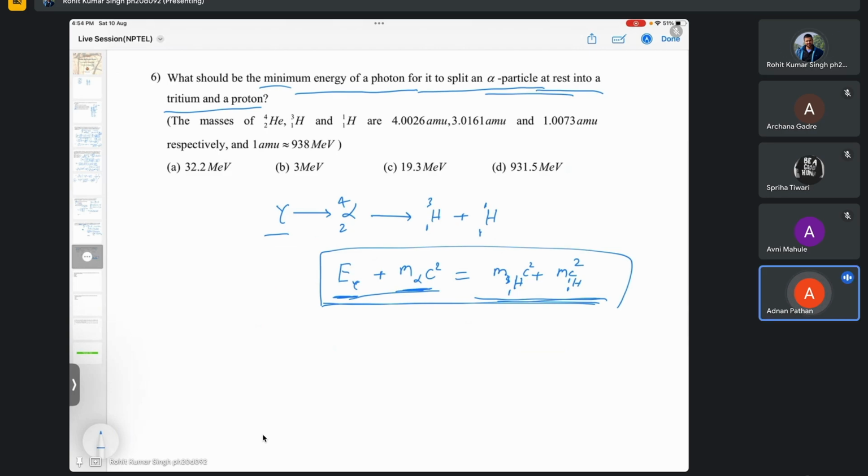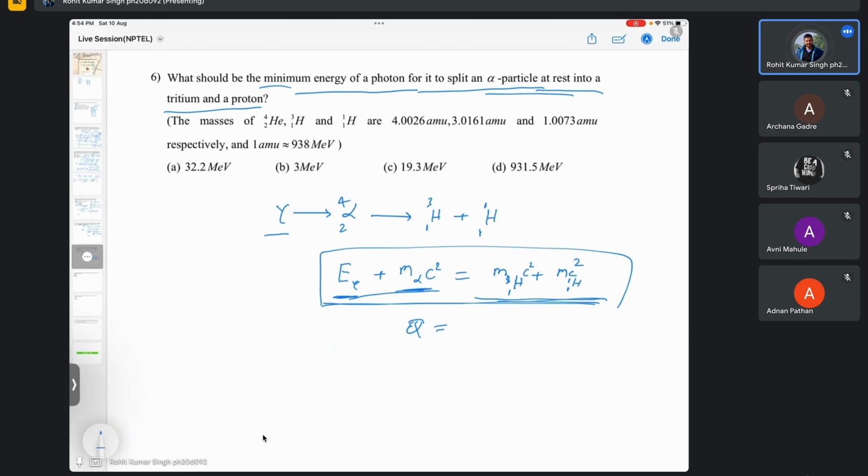If we consider the Q factor as well, that is also only the mass difference. We are not considering the kinetic energy of the particles, because it's at rest. You can write it in terms of Q factor, but Q factor comes for a radioactive decay. We consider Q factor for a radioactive decay, not for a process like this.